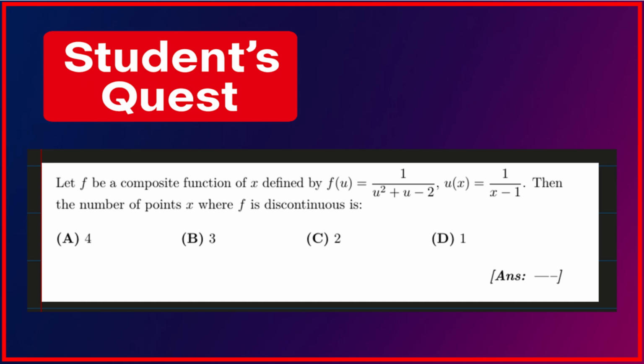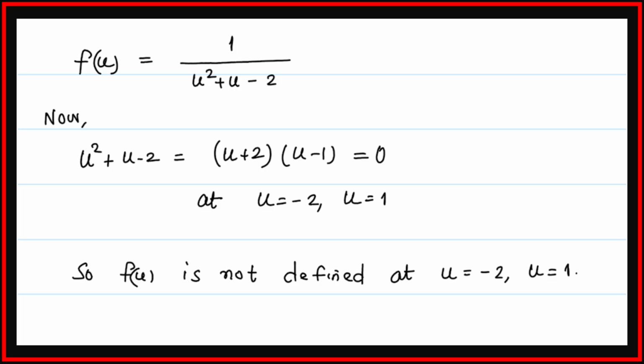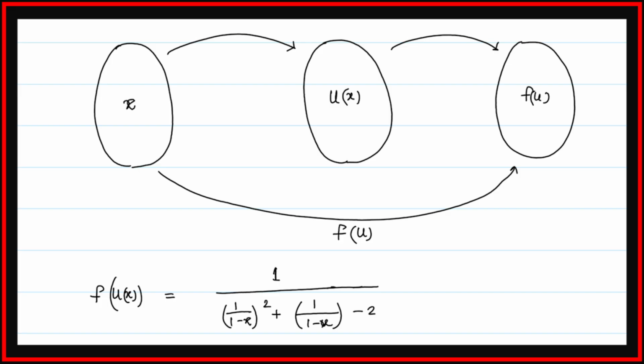I don't think it's very confusing to see that f(u) is not defined at 2 points, that is, u equal to -2 and u equal to 1. But when we are doing the composition of f and u, we are looking for the domain of the composite function. And the domain of the composite function depends on the values of x now.